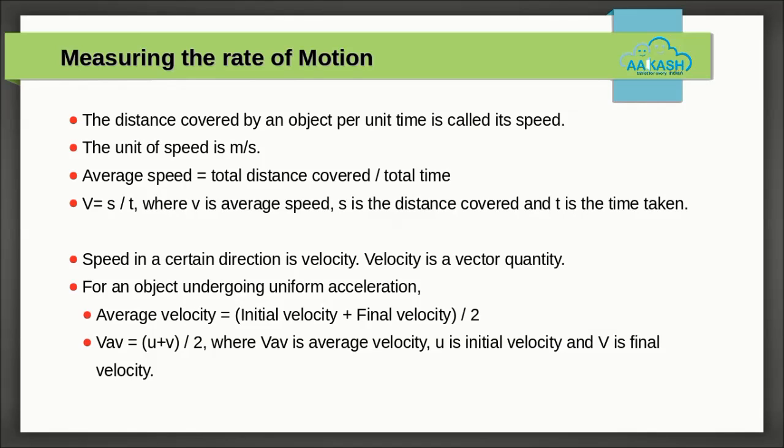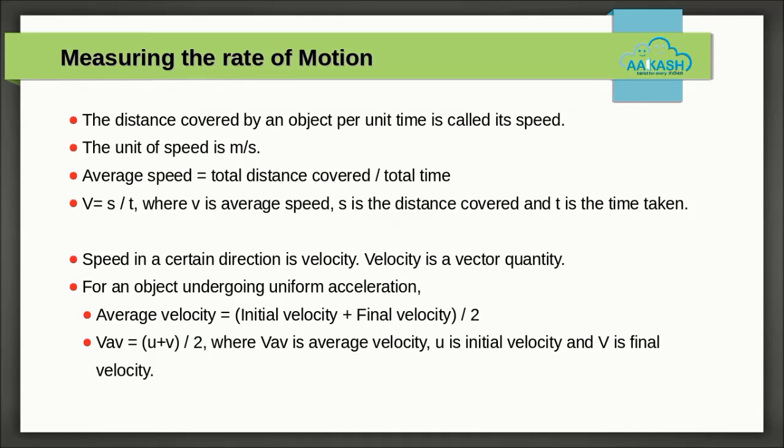Measure of rate of motion. The distance covered by an object per unit time is called its speed. The unit of speed is meter per second. The average speed of an object can be obtained by dividing the total distance covered by the time taken. Average speed is equal to total distance covered divided by total time. v is equal to s divided by t, where v is the average speed, s is the distance covered and t is the time taken.